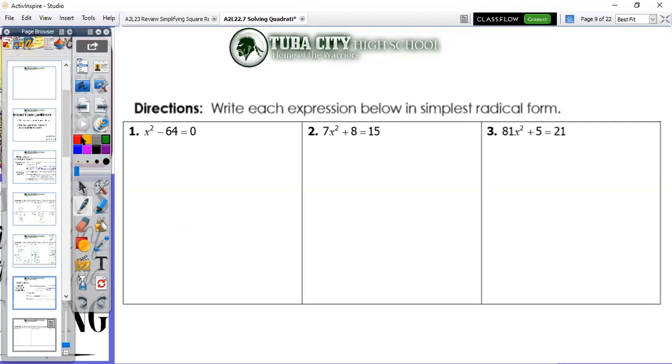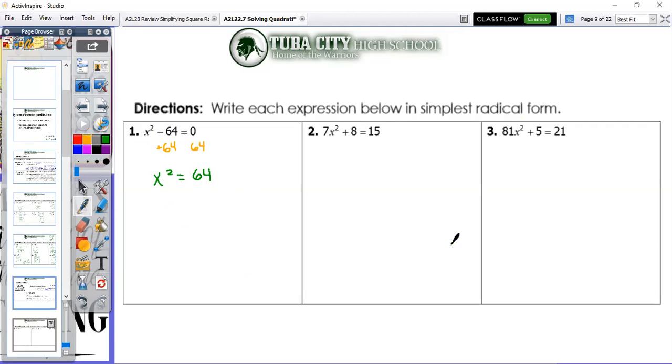All right, so let's go ahead and move on to our first exercise. Following the directions, let's isolate x squared as much as we can. So I'm going to do the inverse of minus 64, and I am going to add 64 to both sides. So I get x squared equals 64.